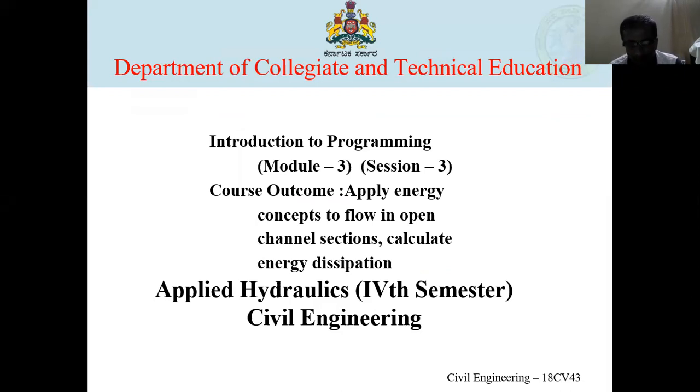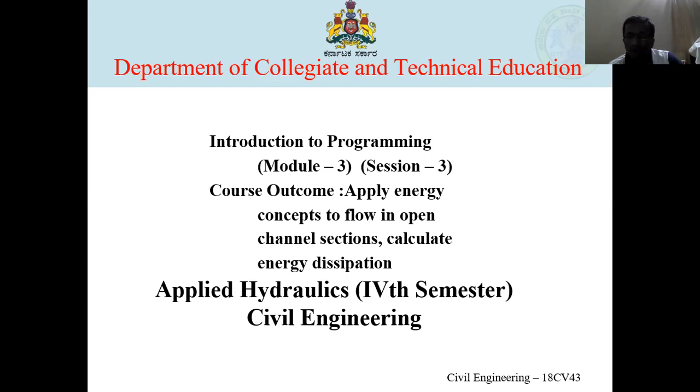In the previous sessions, I explained things related to non-uniform flow. What is non-uniform flow? What is gradually varied flow as well as rapidly varied flow, and what are the situations in which gradually varied flow occurs as well as rapidly varied flow occurs. And then I explained things related to the hydraulic jump. What is a hydraulic jump? What is the situation in which a hydraulic jump occurs?